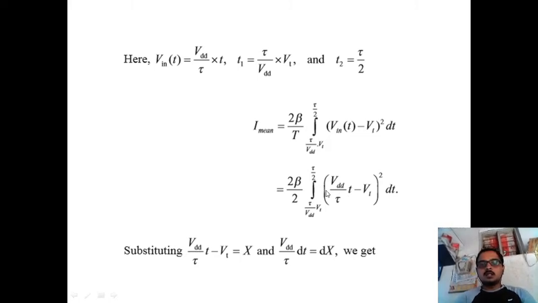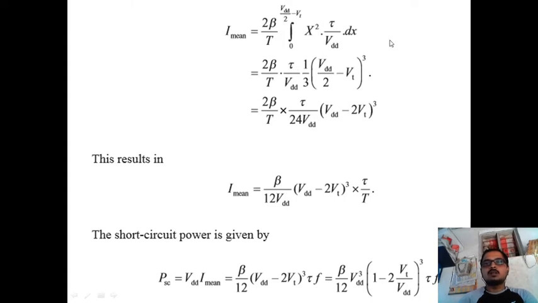Then we will consider that this term, VDD by tau into T minus VT, is X, and VDD by tau dt equal to dx. Then in place of dt, what we will substitute? dt equal to tau by VDD into dx. Then substitute that in place of dt, tau by VDD into dx, and this middle term with x.